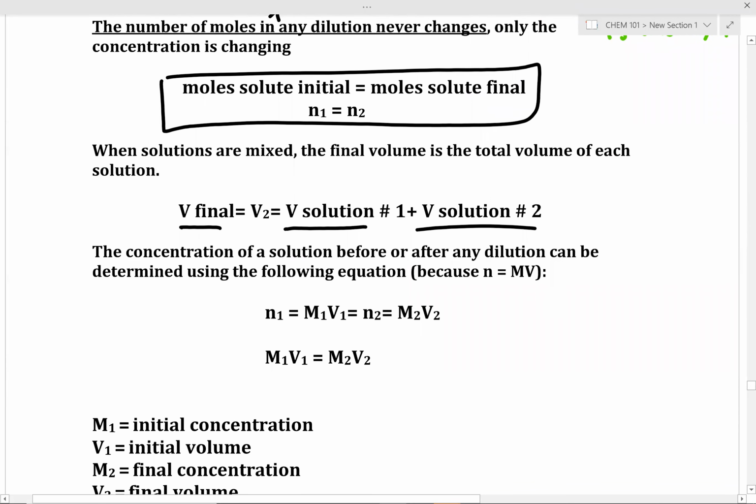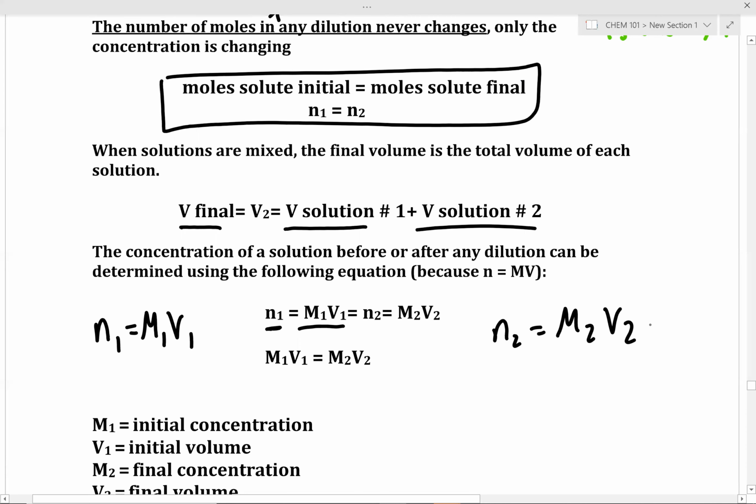Now, we can write the moles of solute present just by taking molarity times volume, right? We can calculate moles by taking molarity times volume. So our initial moles are the initial molarity times the initial volume, and our final moles are the final molarity times the final volume, right?